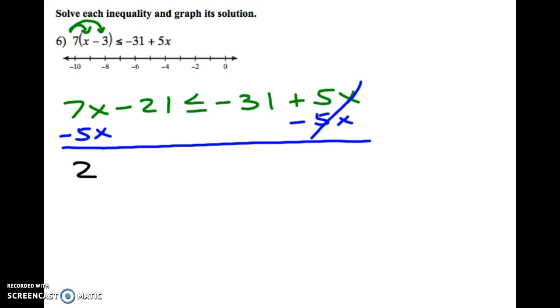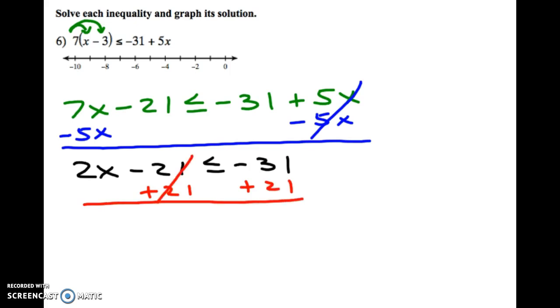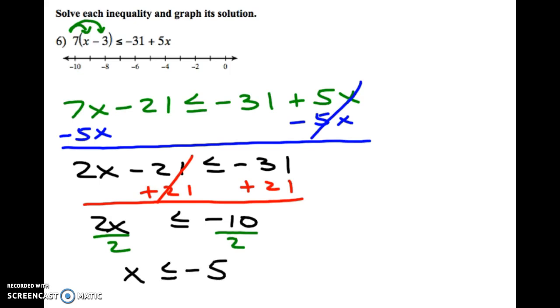7x minus 5x will be 2x. Trying to get the constants on one side, we're going to add the 21. Negative 31 plus 21 should give us negative 10. We divide by the 2, and we're going to get x is less than or equal to negative 5.